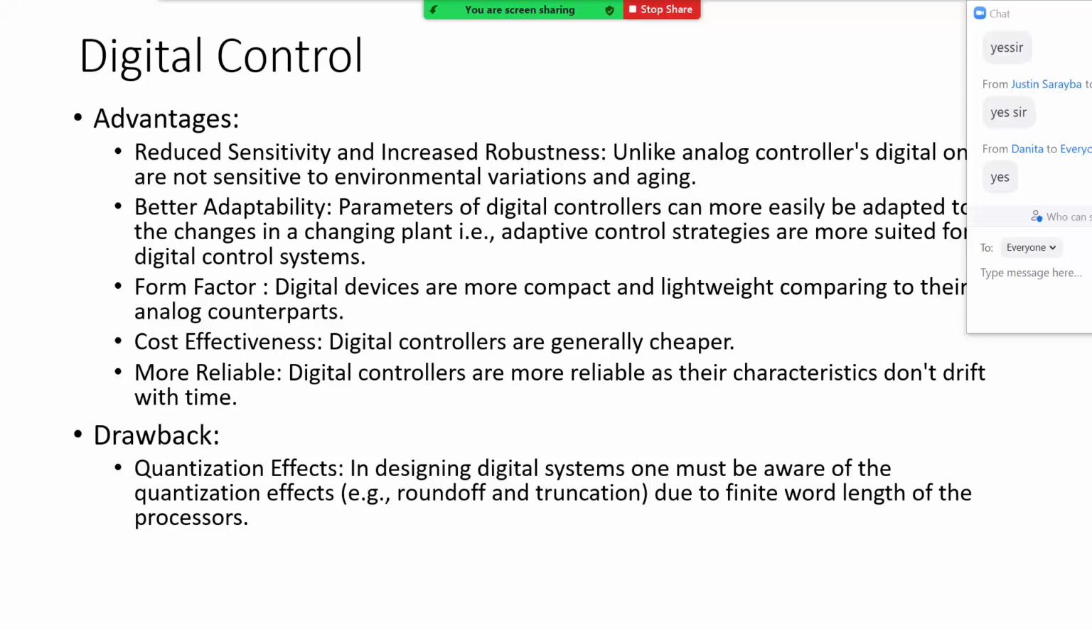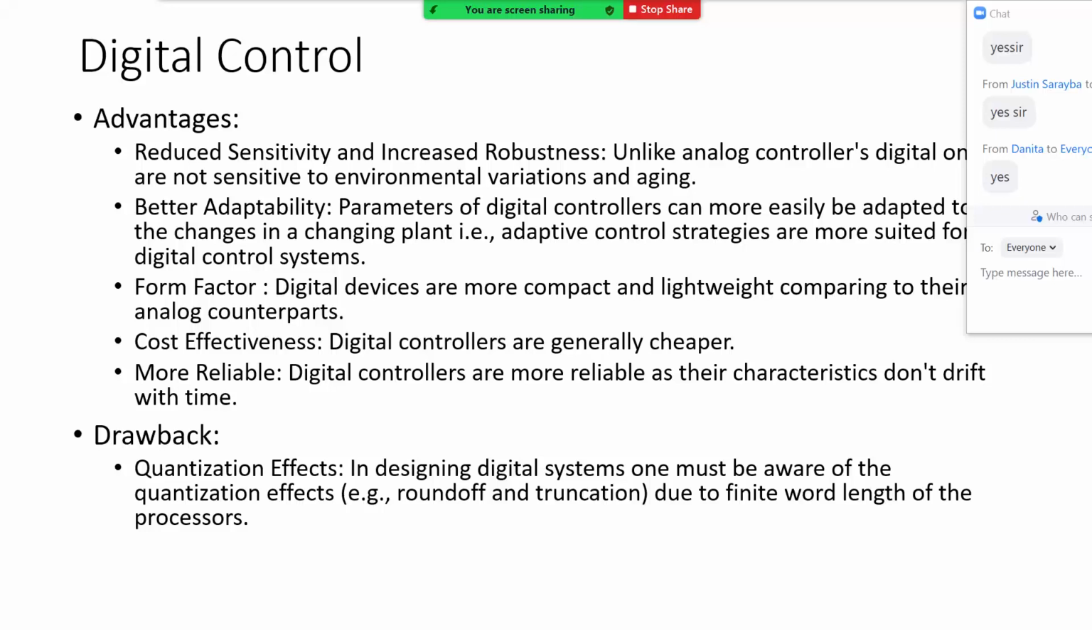Okay, another advantage of digital controllers is that they are more reliable. We talked about robustness, but the other advantage of the digital controller is that their parameters do not change with time.